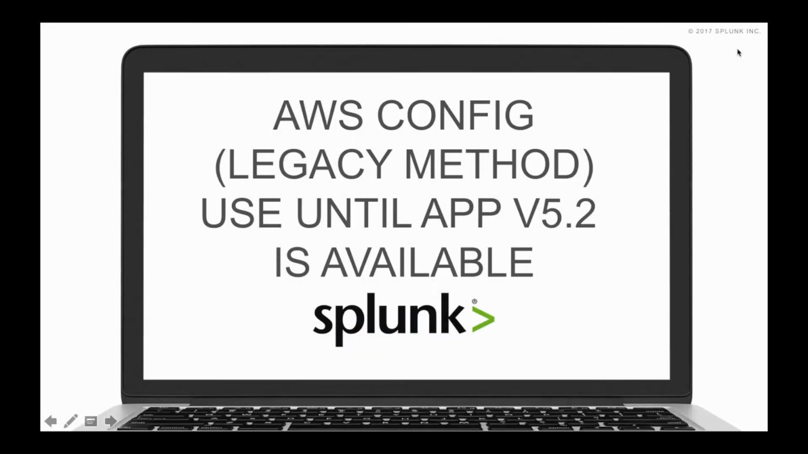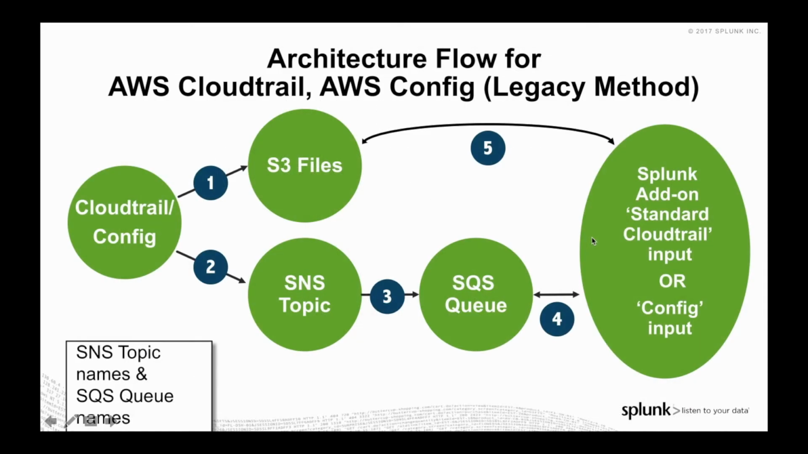Depending on when you watch this video, if the Splunk app for AWS version 5.2 is out, you can pursue the SQS-based S3 input previously described. Until then, you want to pursue this legacy method that we're going to go over so that data in the app is correctly represented. And that method has worked very well, and here it is described in detail.